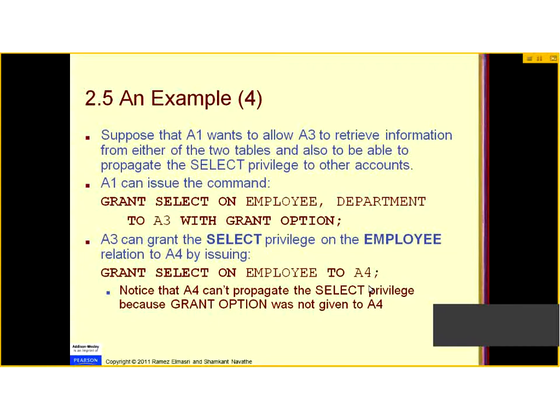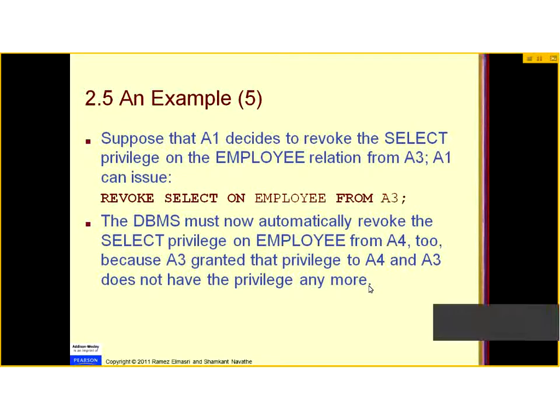So now A3 can grant this privilege to someone else as well. And now A3 can grant the select privilege by using this command: grant select on employee to A4. Now note that A4 can't propagate the select privilege because grant option was not given to A4. Since the grant option was given from A2 to A3, A3 can give it to A4, but A4 cannot give it on.